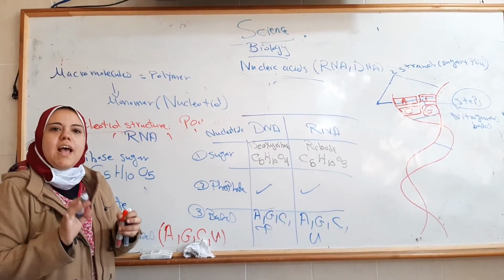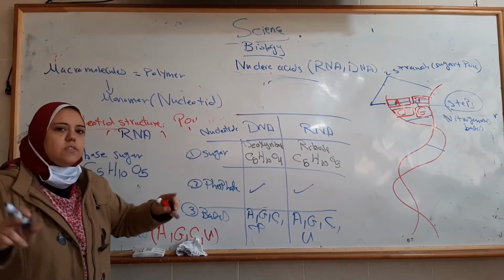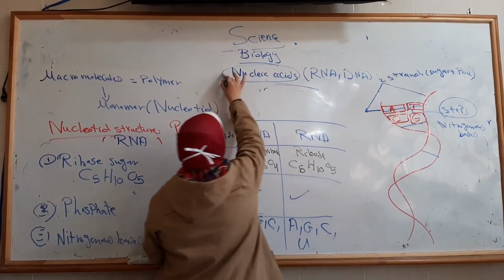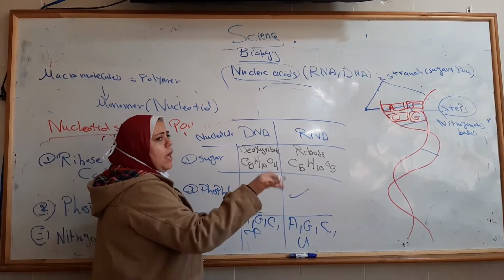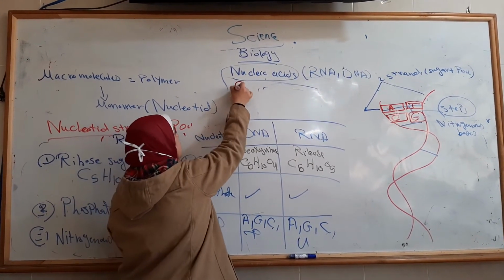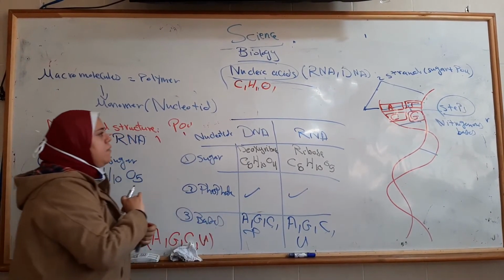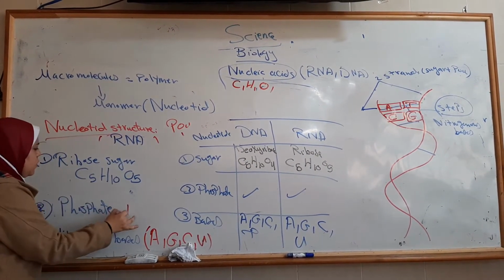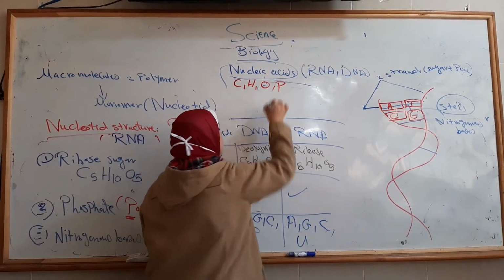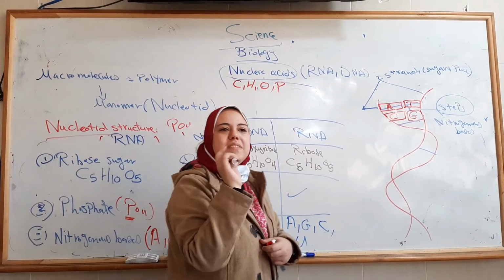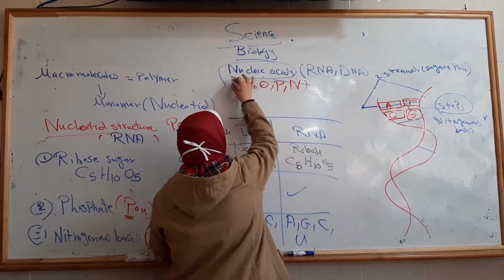From this structure, what can I explain about the main structure of nucleic acids? The elements of nucleic acids consist of, like any organic substance, carbon, hydrogen, and oxygen. Here, the phosphate group, PO4. So we have here a new element, P. Nitrogenous bases, from the name, contain the element nitrogen. So the first one is nitrogen.